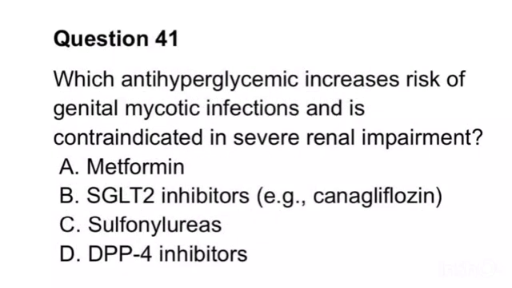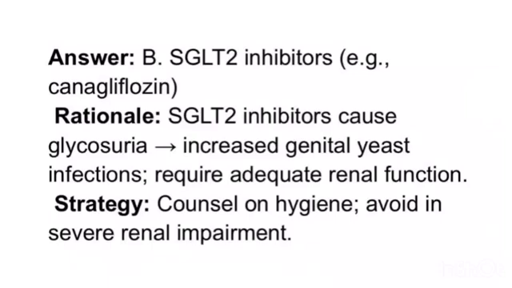Question 41. Which antihyperglycemic increases risk of genital mycotic infections and is contraindicated in severe renal impairment? A. Metformin. B. SGLT2 inhibitors, e.g., canagliflozin. C. Sulfonylureas. D. DPP4 inhibitors. Answer: B. SGLT2 inhibitors, e.g., canagliflozin. Rationale: SGLT2 inhibitors cause glycosuria, increased genital yeast infections, require adequate renal function. Strategy: counsel on hygiene, avoid in severe renal impairment.